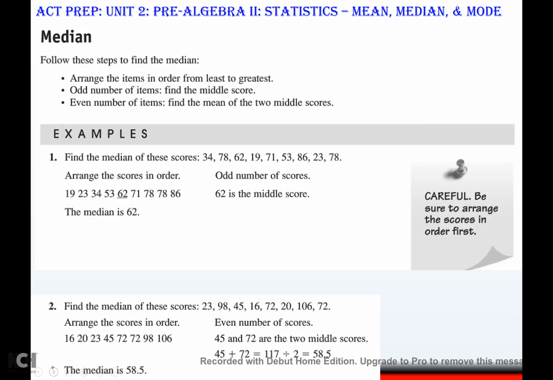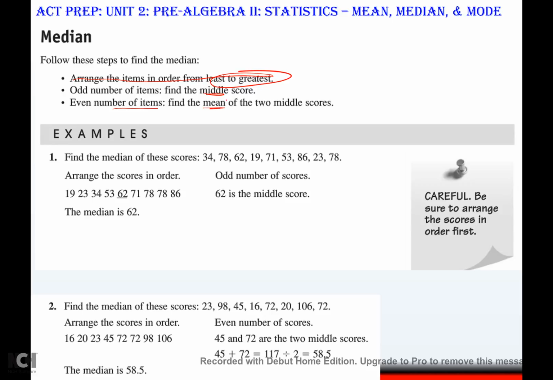The median, to find it, you have to arrange the items in order from least to greatest. If there's an odd amount of items, then you're going to find the middle easy. If there's an even amount of items, you're going to come down to 2 in the middle, and to find that, you just average those two together.